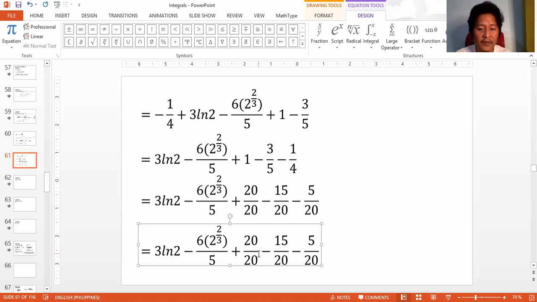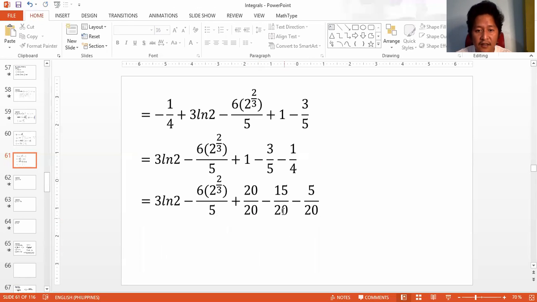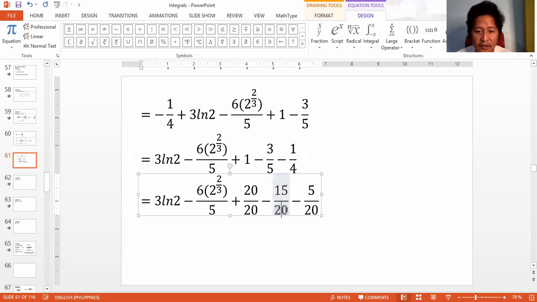Ay, sorry. Mali pala tayo dito, guys. What happened here? So, 4 pala, sorry. 20 divided by 5 is 4. So, times 3. So, this must be 12. Okay, sorry about that.